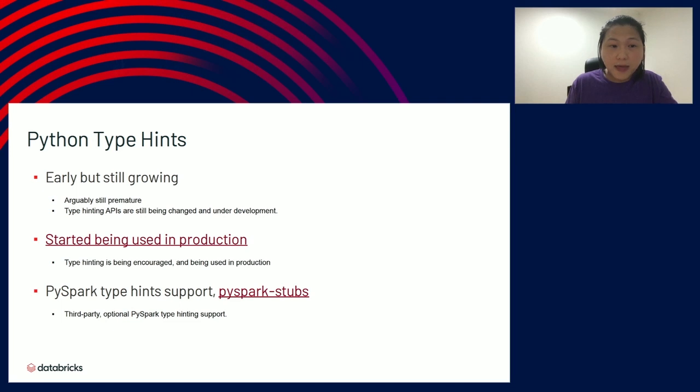Python type hinting is still kind of premature, but it is in general encouraged because of many benefits. There are so many tries out there. For instance, pandas itself is trying to have Python type hints. And PySpark itself has type hinting support, although it's currently a third-party library at this moment.